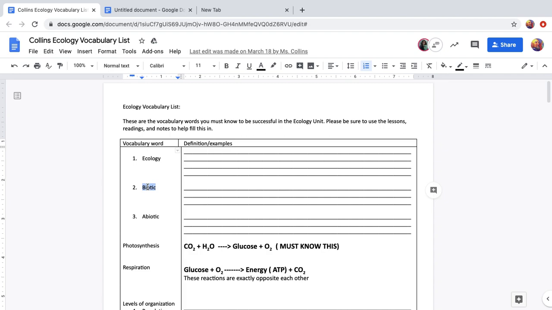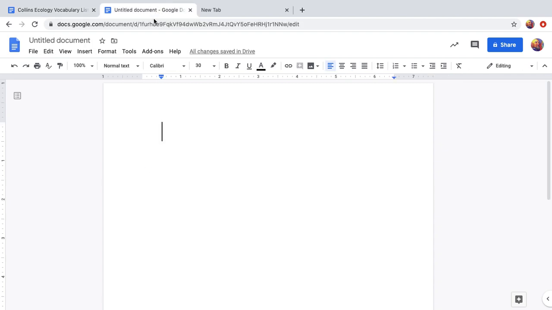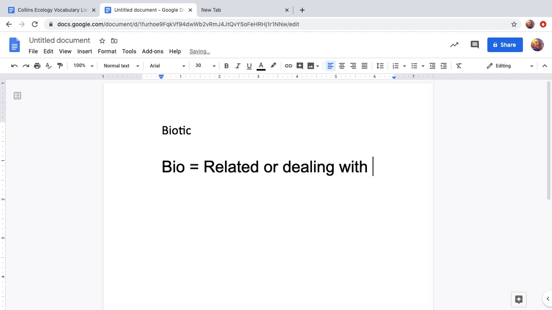Biotic. So as we look at biotic, we're going to think about our prefix. We're going to focus on the prefix for this. Bio. So bio means related or dealing with living things, right? So anything with the word bio in the beginning is related to something alive, right? It's related to life in some way.